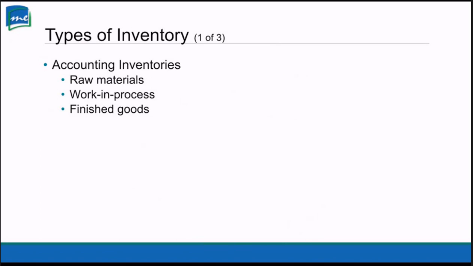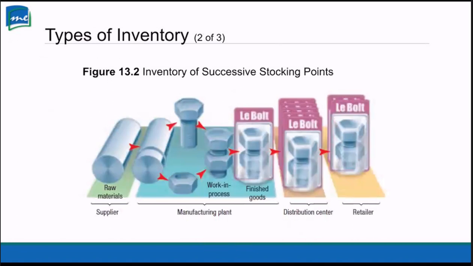So if we consider an accounting dimension, we can have those three types of inventories: the raw materials, the work in process, and the finished goods. Here the pictures show what the raw materials, the work in process, and the finished goods are, respectively. So this is one of the ways we can classify inventories.